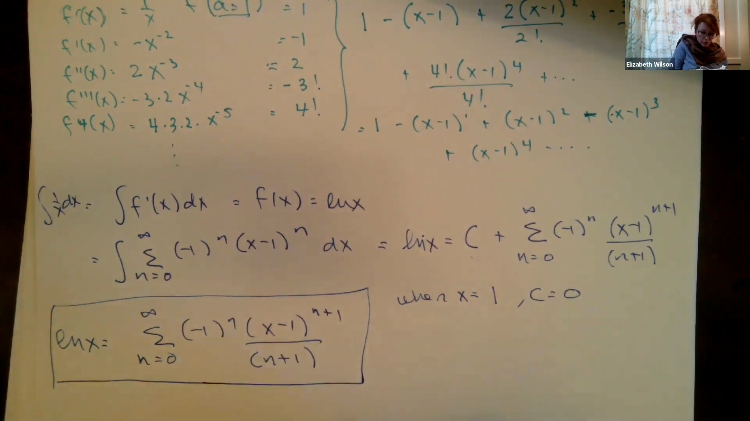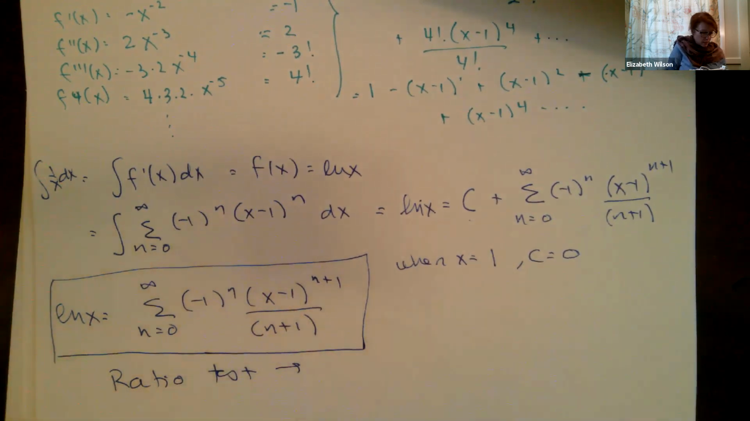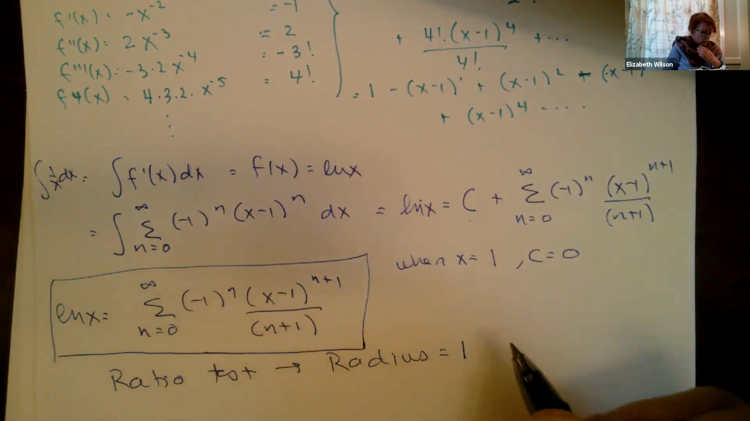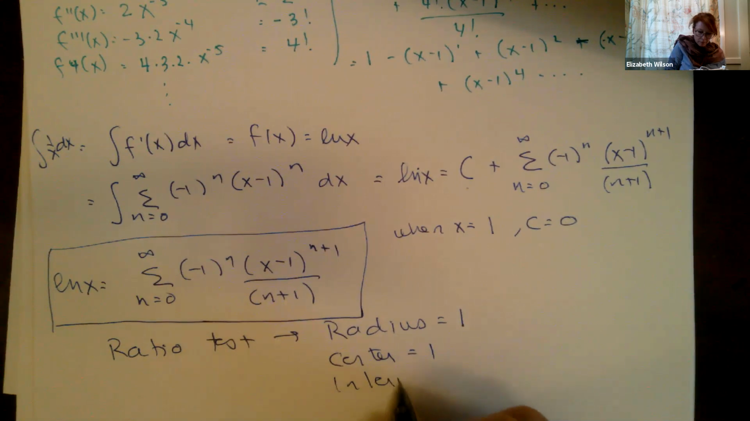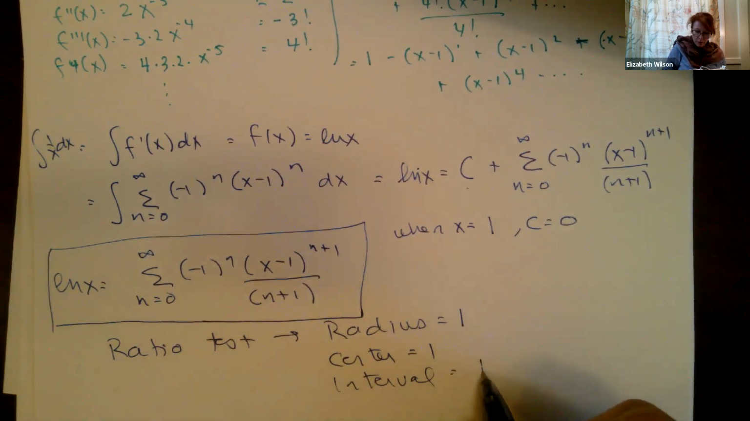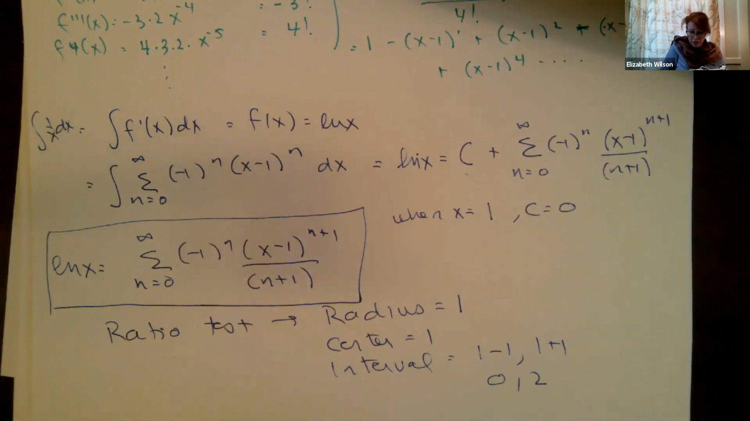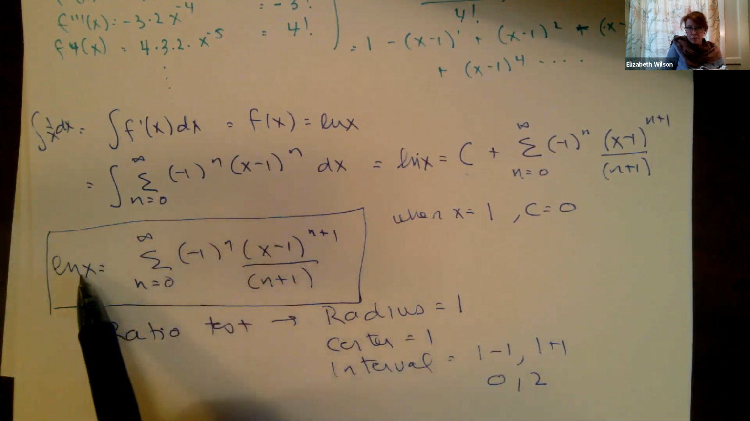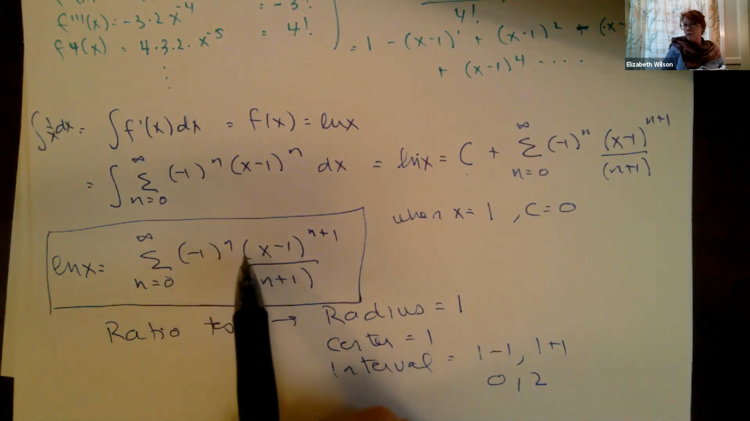We would then do a ratio test, which you guys can do offline. We're going to find our radius is equal to 1. If our center is equal to 1, then the interval is 1 minus 1 to 1 plus 1, so we're going from 0 to 2. 0 to 2 tells us the range of values of x over which this polynomial converges to ln of x. So between x values of 0 and 2, I can use this polynomial instead of ln of x.